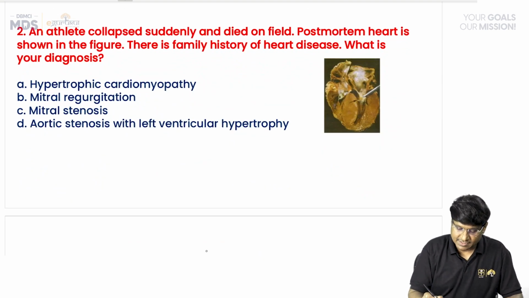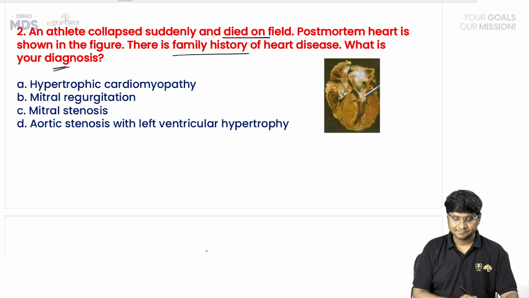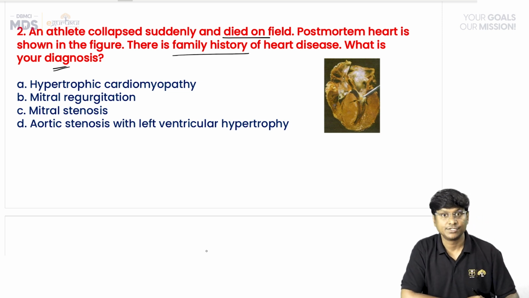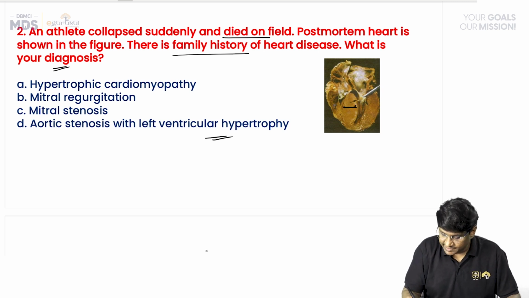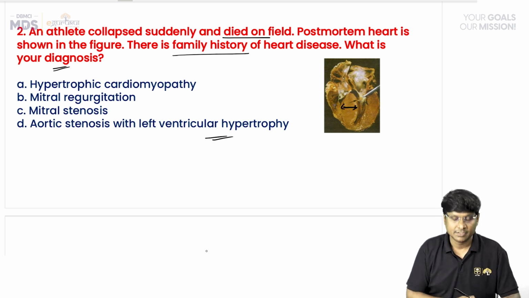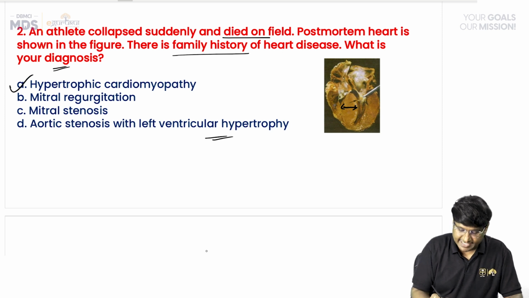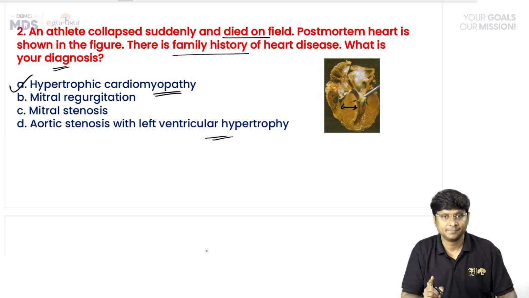An athlete collapsed suddenly and died on the field. The postmortem heart is shown in the figure. There is family history of the disease. What is the diagnosis? HOCM, mitral regurgitation, mitral stenosis, aortic stenosis with left ventricular hypertrophy. You can see here it is the septum which is hypertrophied. This will result in what is called hypertrophic cardiomyopathy.